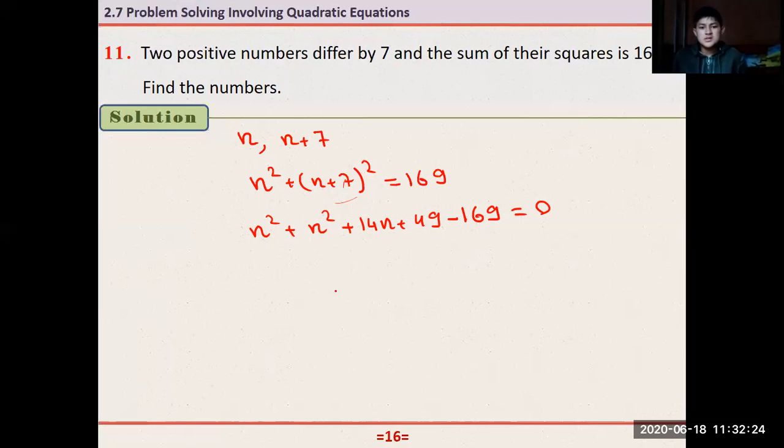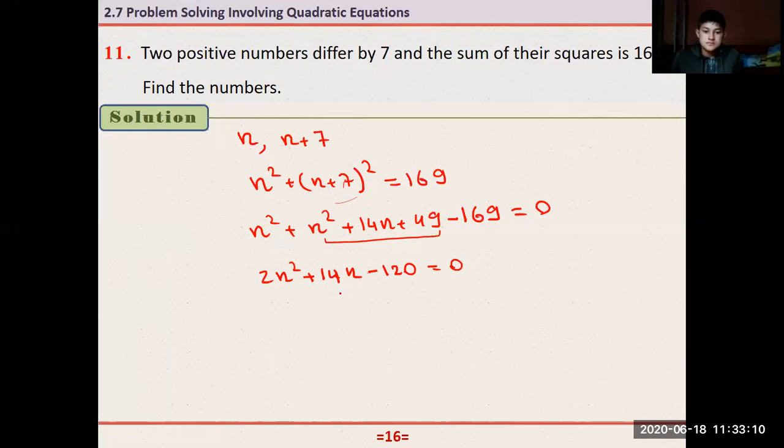(a plus b) squared, what is it? It is a squared plus 2ab plus b squared. So 2 times n times 7 is 14n. Right? This thing is (n plus 7) squared. So n squared plus n squared is 2n squared plus 14n. And this thing is 49 minus 169, that is minus 120, which is equal to 0.